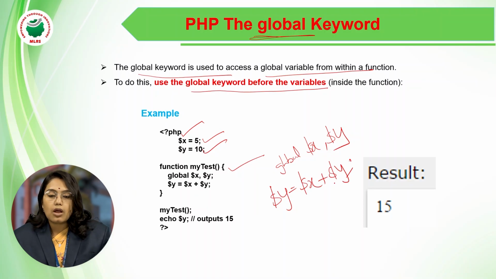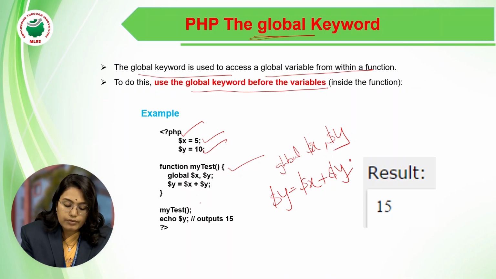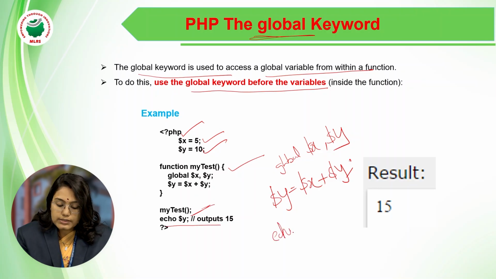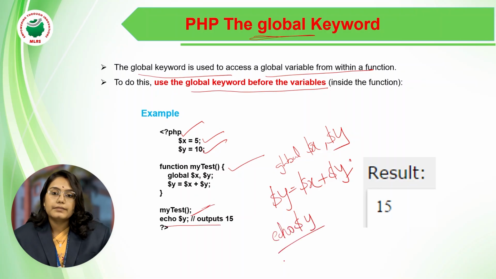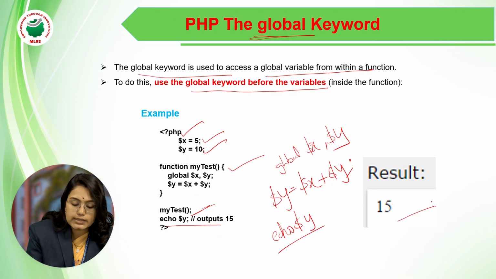Let's see how the output of y will come. After that, we are going to close the function. Now we want to print this: echo $y. Yes. See, the output is 15. We will discuss how.